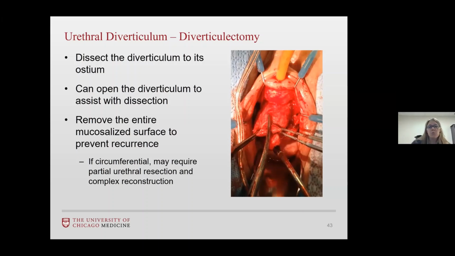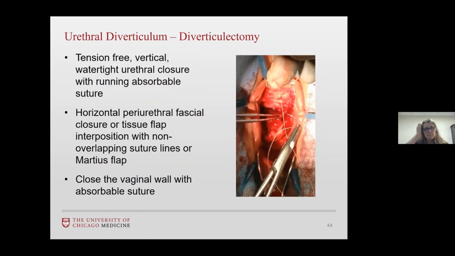So the goal is to remove the entire mucosalized surface to prevent recurrence. When they're circumferential, they can be much more complex and it may require a partial urethral resection and complex reconstruction. So the goal is a tension-free, vertical, watertight urethral closure with running absorbable suture.